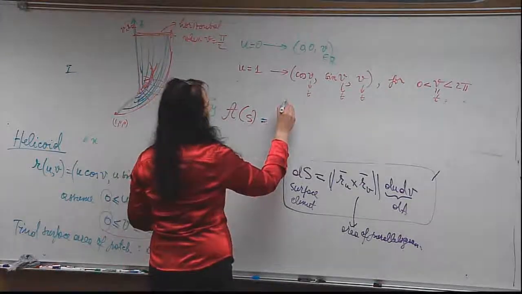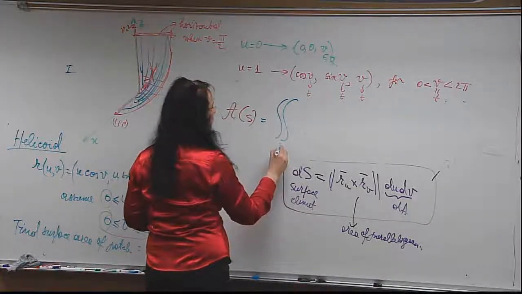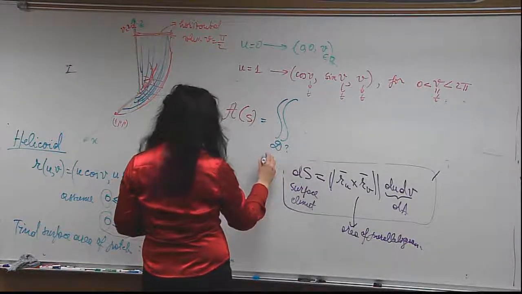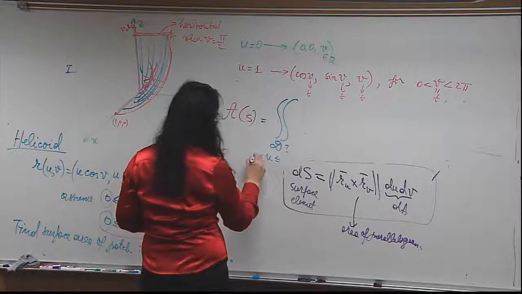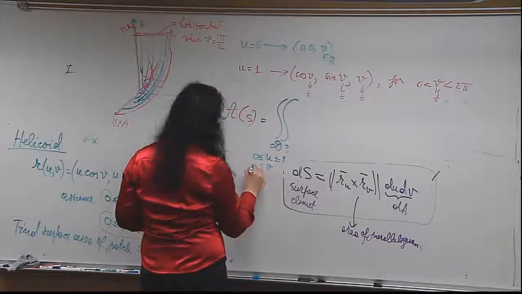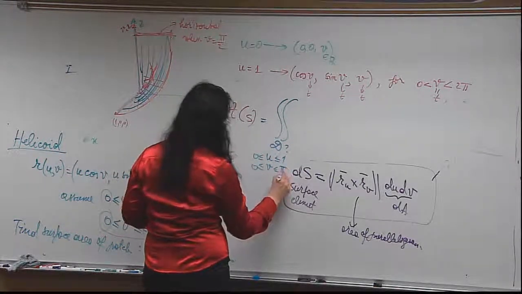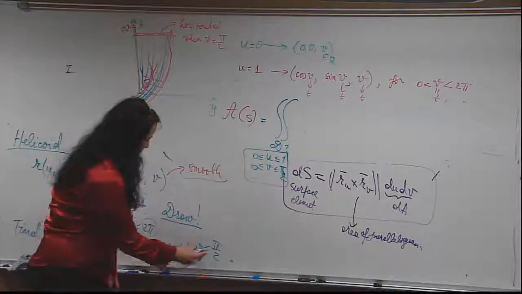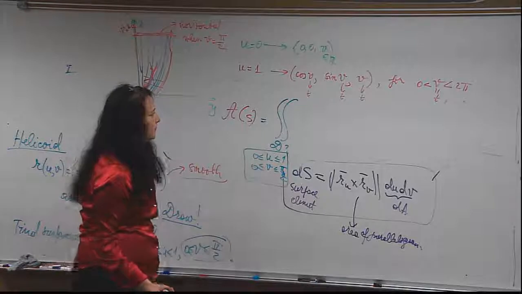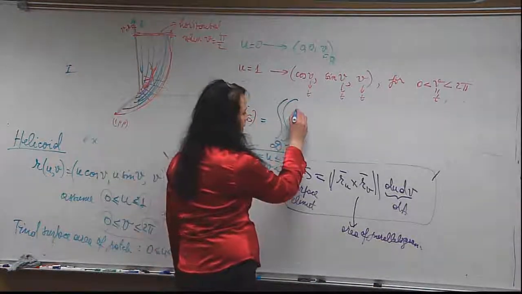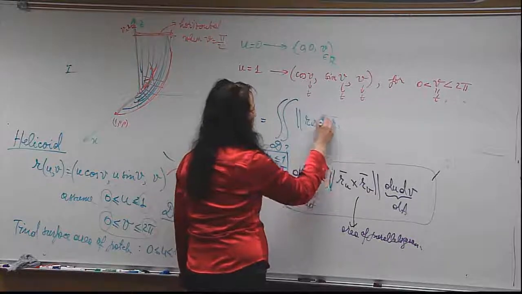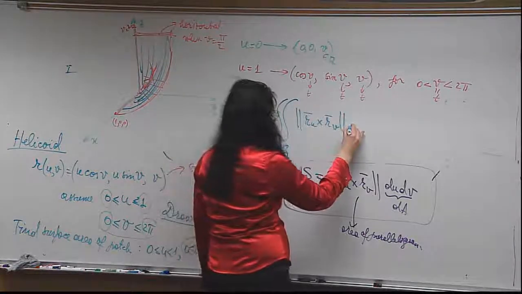The area will be a double integral over a certain domain D. Which is that domain D? That domain D is u between 0 and 1, and v between 0 and pi over 2, because that's what I said I want here. Of what? Of the magnitude of r sub u cross r sub v, du dv.